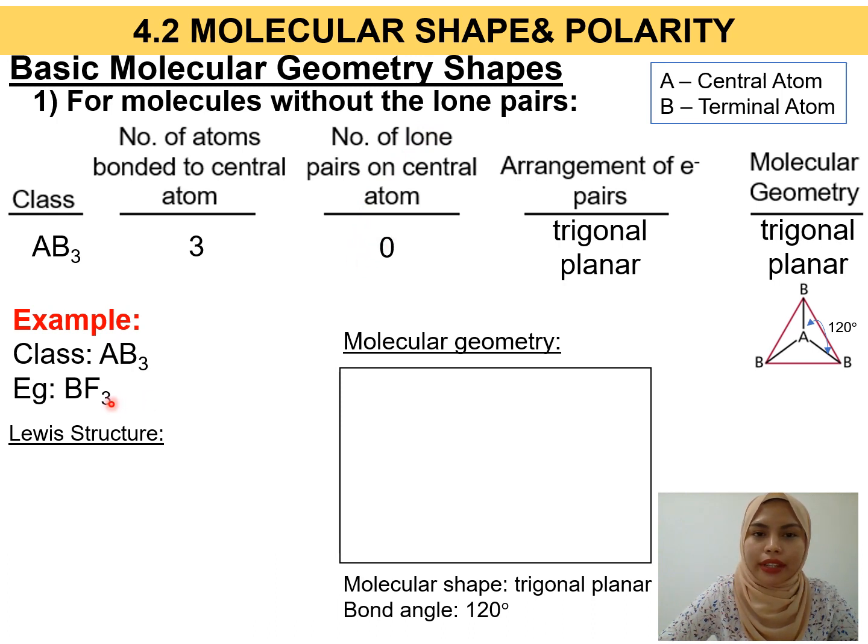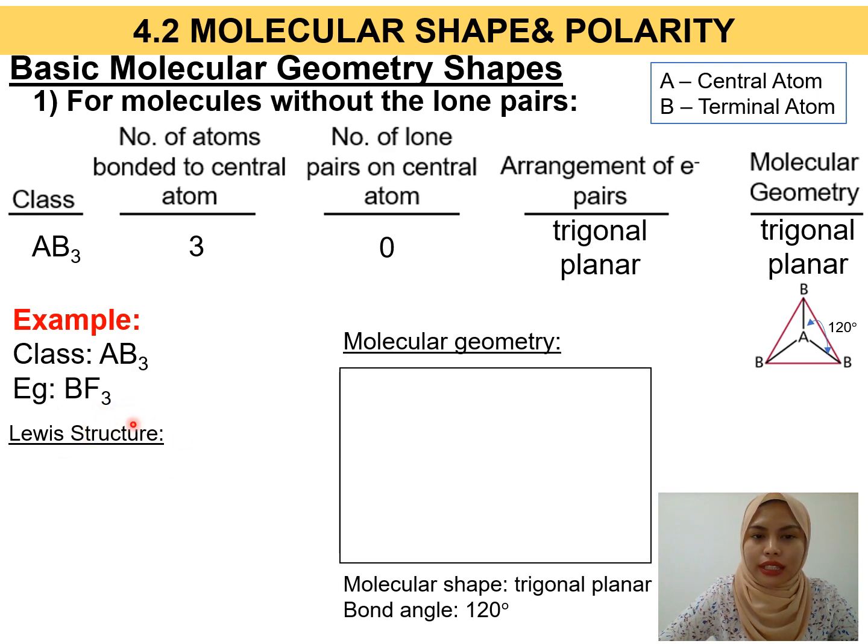For example, let's say you have BF3. Okay, so from the beginning you will not know what the shape of BF3 is if the question asks. You will not know until you draw the Lewis structure. Okay, then you will know the class of the molecule and you can predict its molecular geometry shape.